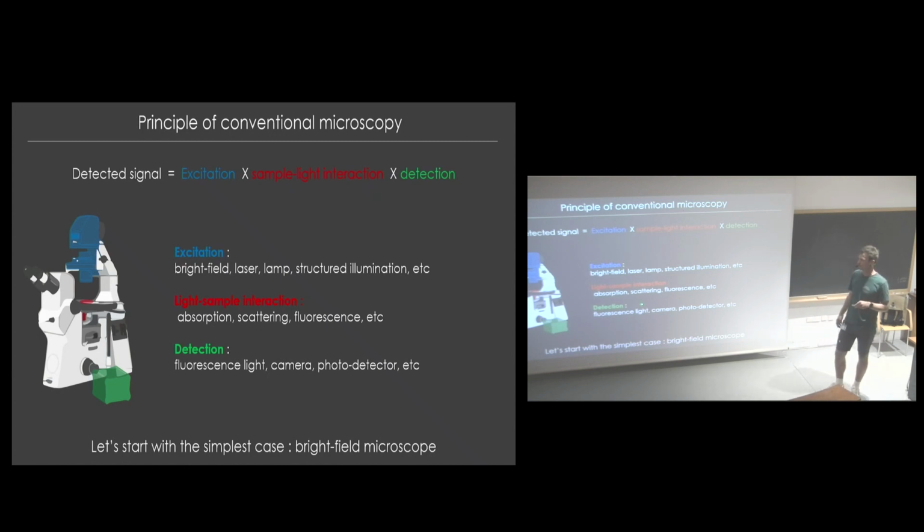And finally, the detection of your microscope. You can detect transmitted light or fluorescence light. You can use several detectors, such as cameras or photodetectors.